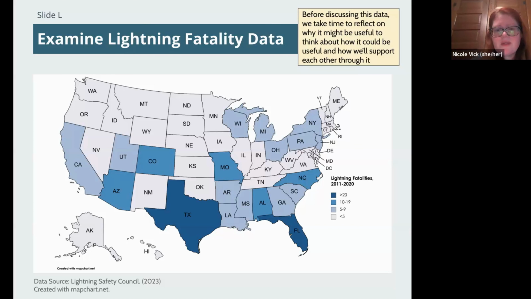Okay, so what are some of the noticings that you have looking at this data? Okay, so there seems to be a higher death rate in the southern portions. California has more fatalities than they would expect given the lower amount of strikes. Does a hurricane impact the data results? More populated areas tend to have higher. Okay, is there a connection between tornado alley and lightning?